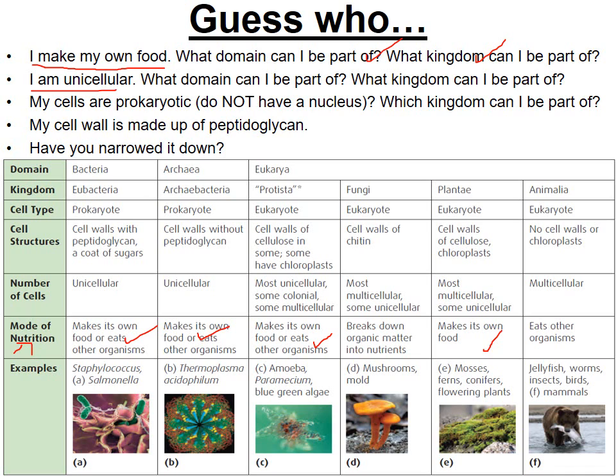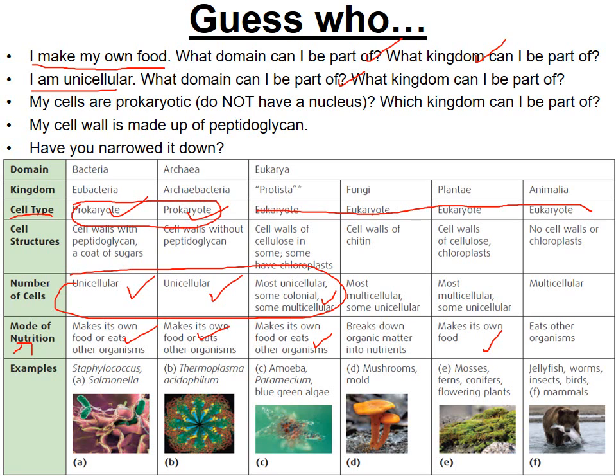I am unicellular. Well, let's see. You could be bacteria. You could be archaea. You could be protist. So now we've narrowed it down a little bit more. We could still be in any of the 3 domains, but we've narrowed it down to 3 kingdoms that are possible. My cells are prokaryotic. That means they do not have a nucleus. So let's go take a look. Cell type, prokaryote. Anything in eukarya is eukaryote, which means membrane-bound organelles. Since this is the next clue, we've narrowed it down to 2 kingdoms, 2 domains as opposed to 3.